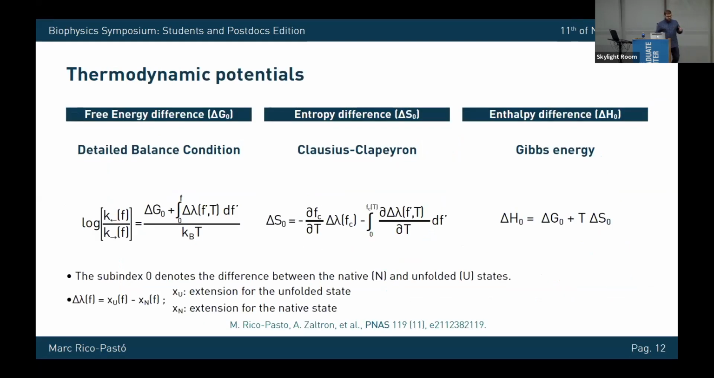To determine the free energy landscape from this data, I determined the total free energy difference between the native and unfolded state. I determined the entropy difference between the folded and unfolded state, and also the enthalpy difference using these equations. The first one is the detailed balance condition that relates the unfolding and folding kinetic rates with the folding free energy and the stretching contributions to stretch the unfolded and orient the folded molecule. To determine the entropy, I use a Clausius-like equation, and to determine the enthalpy, I use the Gibbs free energy definition, taking into account that we know the energy and entropy from the previous equation.